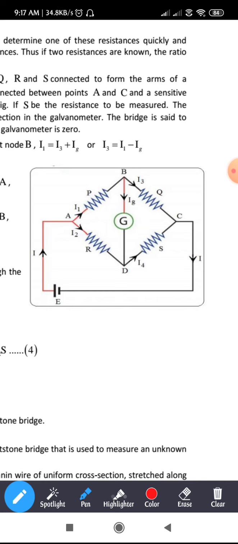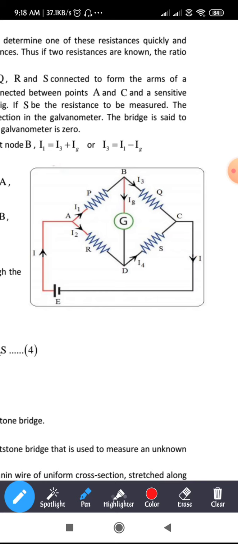Here I am going to repeat, because this is an important derivation which will be asked for 5 marks. Listen here. I is the main current. Once it enters the point A, the current gets split up into two, I1 and I2. The current at B again gets divided into two parts, I3 and Ig. Next, the current at D comes out to be I4. So this is the explanation part.